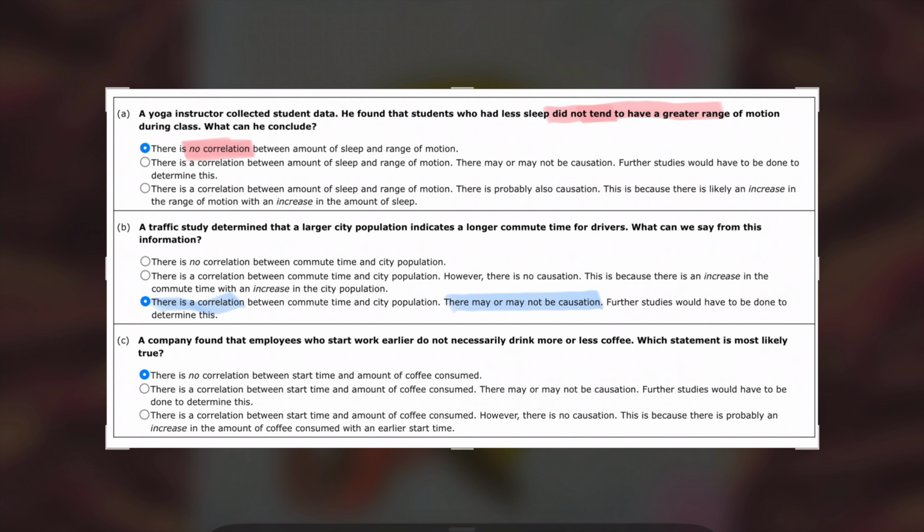So you have to do further studies to actually determine if it actually causes it, if you could prove it multiple times and things like that. So you always do pick that one. I picked the two that had no correlation.